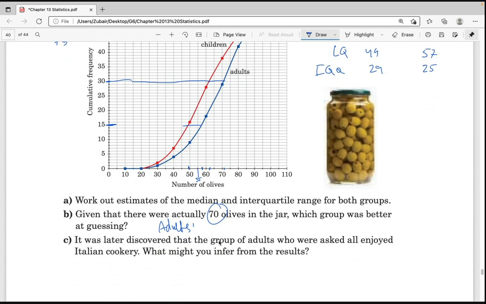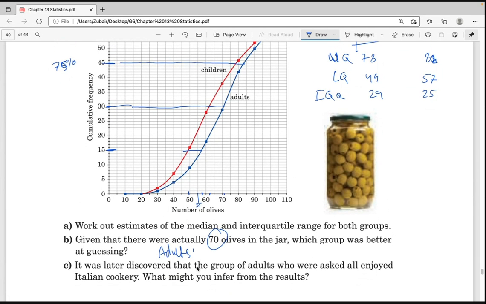It was later discovered that the group of adults who were asked all enjoyed Italian cookery. What might you infer from the results? I can infer nothing out of this because they are not related. Cookery and olives are two different things.